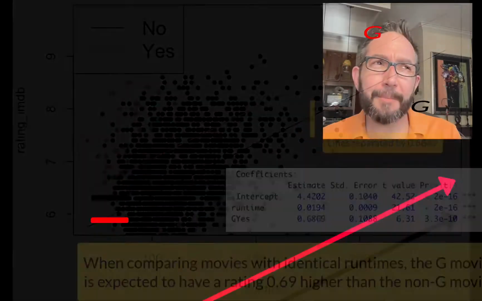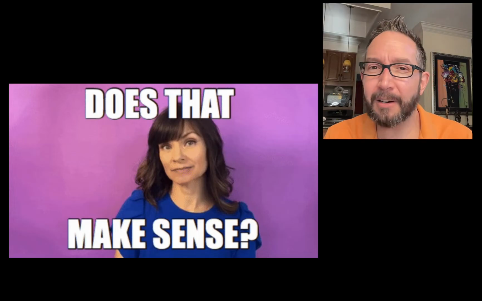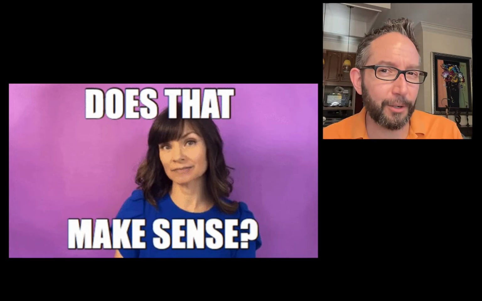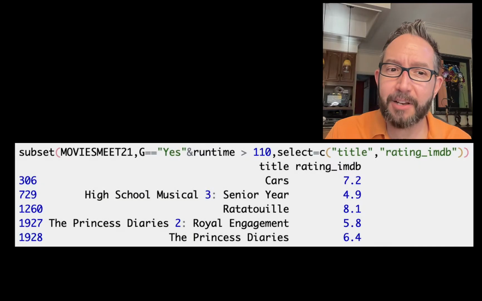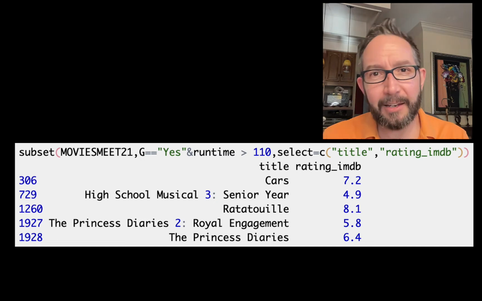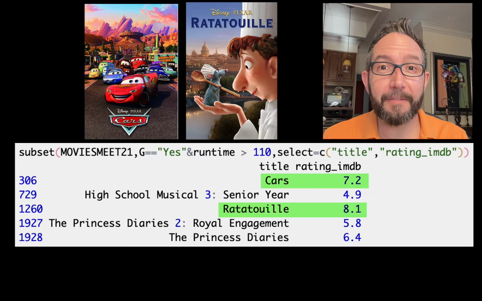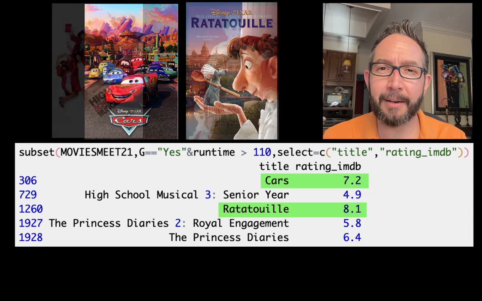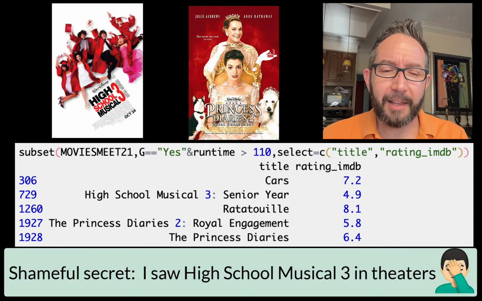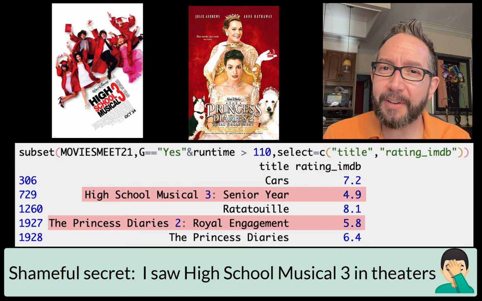But we have to think about, is that really the way the real world works here? If we take a G movie and just pad its runtime, make it a bit longer, is that necessarily going to be associated with a higher rating? Well, let's think about this. Let's actually take a look at a subset of those long movies that are G-rated, and we can see that it's a bit hit and miss. Some of these longer G-rated movies, like Ratatouille and Cars, receive very favorable reviews on IMDb, a high rating, but other long G-rated movies, like High School Musical 3: Senior Year, The Princess Diaries 2, not receiving as high an IMDb rating.